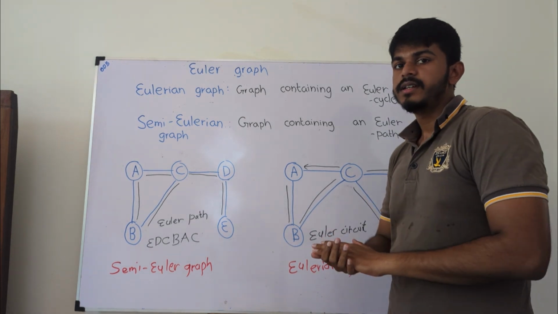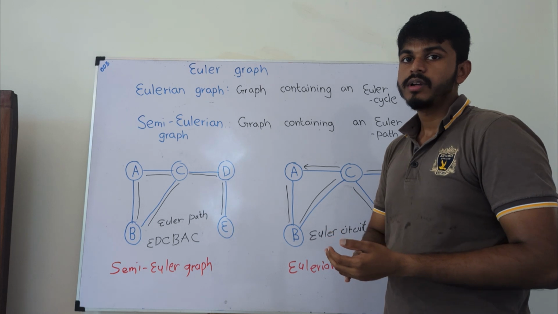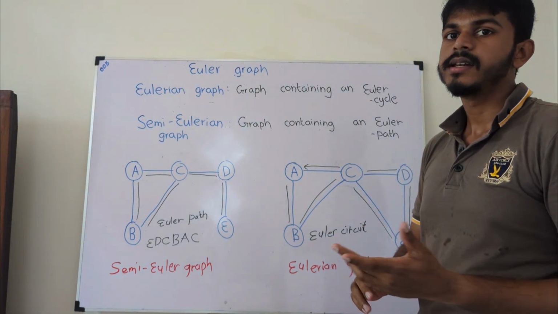Okay, now we will see what are the conditions we need to have an Euler path or a Euler cycle.